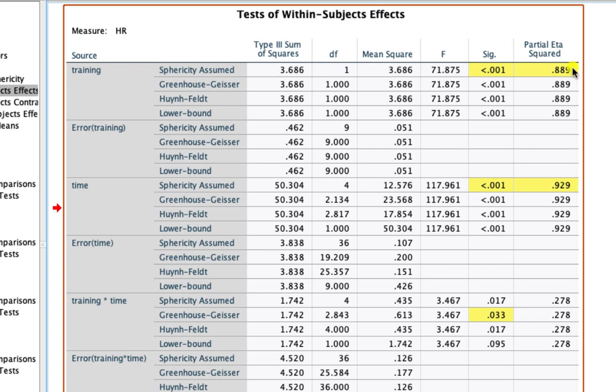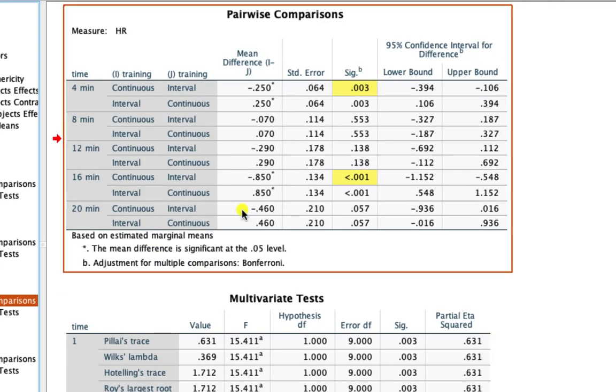In this case, our effect size for training is 0.889, which is considered a large effect size, and the effect size value for time is 0.929, also considered a large effect size. For the interaction effect, we don't get the partial eta squared from this table. Rather, we get it from the multivariate table underneath our pairwise comparisons.